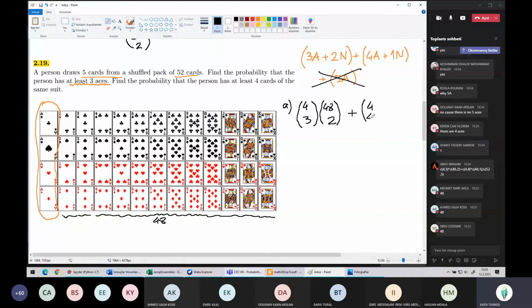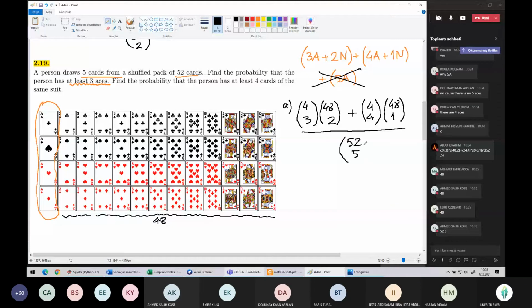Among 4 aces, we select all. There is only one way for it. And among 48 others, we select one. It has 48 different ways. Over our sample space, which is, like Abdo has written, 52 choose 5. This is part A of the question.